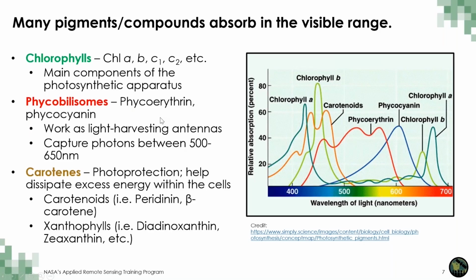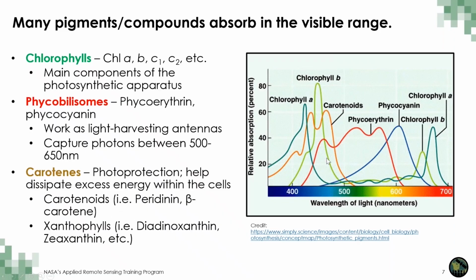Now, both of these pigments work like harvesting antennas in the photosynthetic apparatus. And as I said, they capture photons between the green and the red part of the spectrum, some of them. Then there are other pigments associated with photosynthetic organisms, the carotenes, which are mostly for photoprotection. And some of them are the carotenoids like peridinin, which is characteristic of zooxanthellae inside corals, beta-carotene and others. And there are xanthophylls like diadinoxanthin and zeaxanthin, which also help in photoprotection.